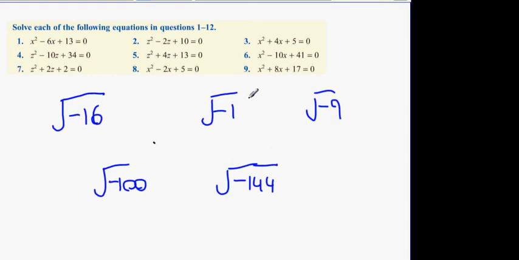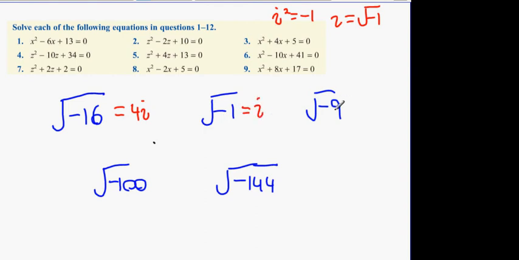Now, how are you going to do these numbers? Okay, this is what you're going to do. Remember, i squared is minus 1. Therefore, if I square root both sides, i must be the root of minus 1. Now, here's how you do them. What would root 16 be normally? 4. The answer to this one is 4i. What's root minus 1? i.